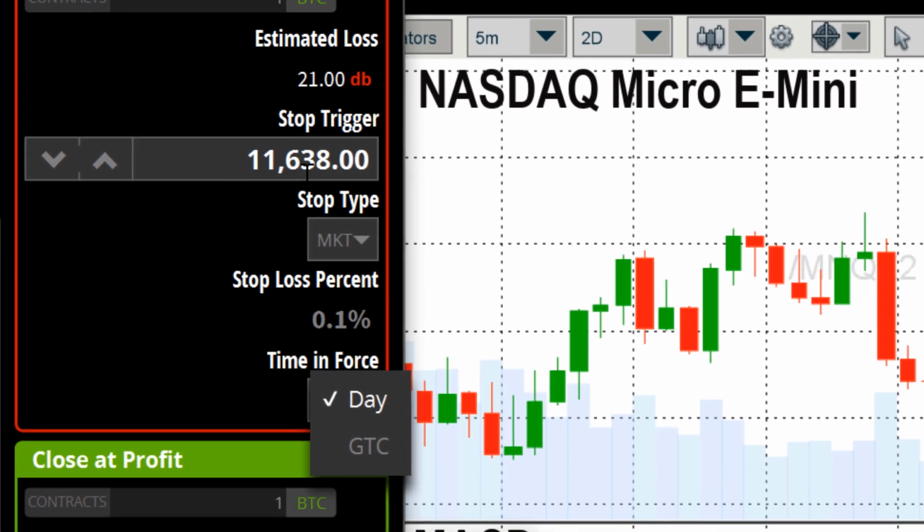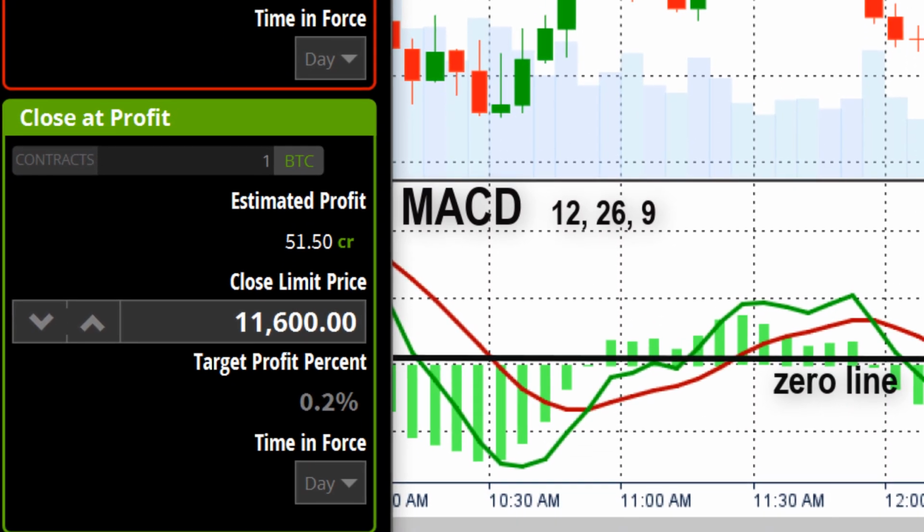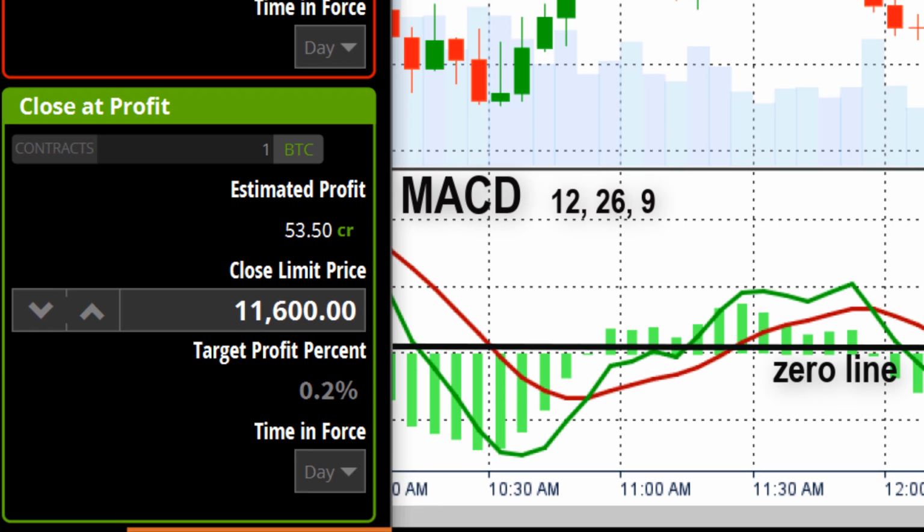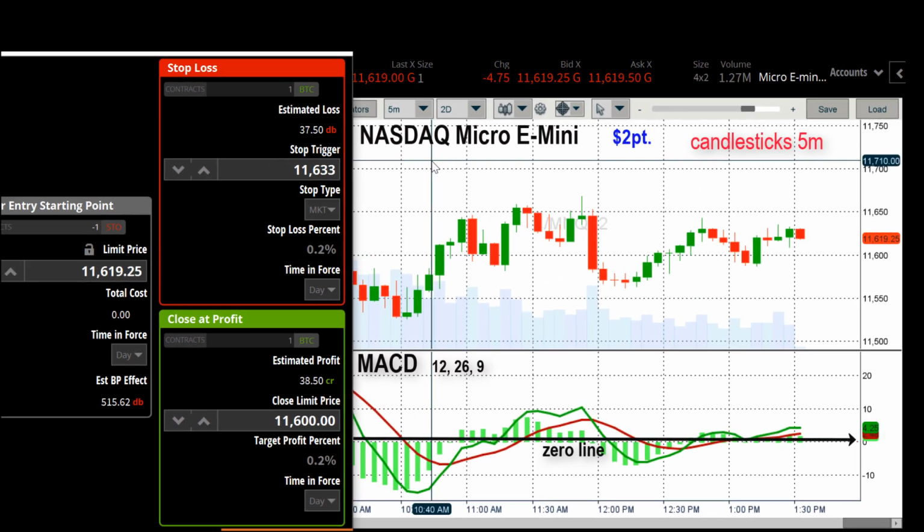The close at profit, also known as the target box, works exactly the same way. I've entered 11,600 here, and the automatic calculator you see estimates my profit at that price at around $45. Now, if you're new to trading, no worries, because the platform has a double entry click. That means you have to say, yes, I want to place this trade at least 2 times before it'll ever actually be activated. So you can relax.